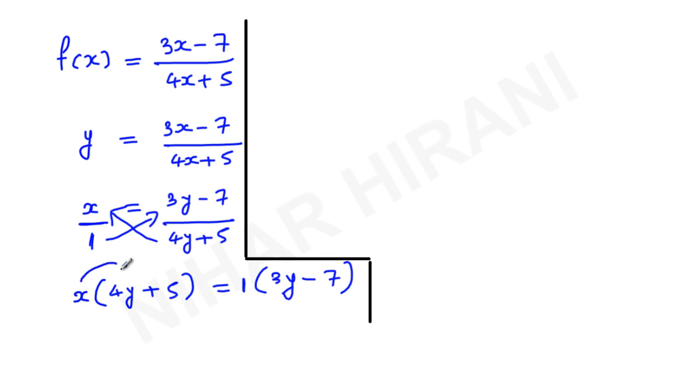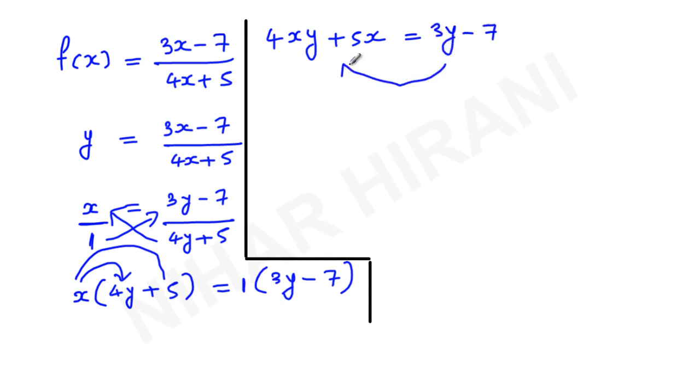x times 4y. So that will be 4xy. You can write 4yx also, but I am going in alphabetical order. x times 5 is 5x, is equal to 3y minus 7. Now I will take 3y this side and I will take 5x this side. Reason you will understand soon. So this will be 4xy. Now if I change the side, this 3y will be negative 3y, and this will be minus 7. 5x, this side will be minus 5x.